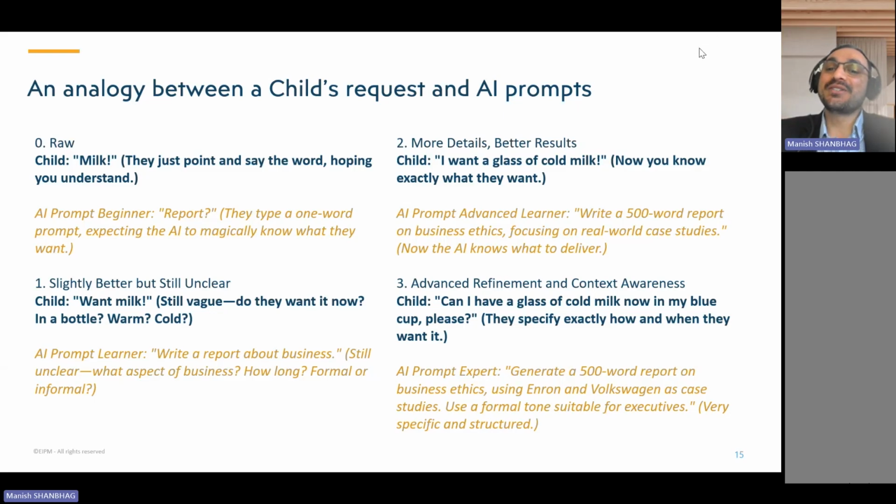So here they are very specific about exactly how they want it and when they want it. So it's a little bit more detail than case two here. So the AI prompt expert would probably generate a 500 word report, right? So you have, using write, generate, all action verbs, right? Generate a 500 word report on business ethics using Enron and Volkswagen as case studies. So you're also giving very specific examples.